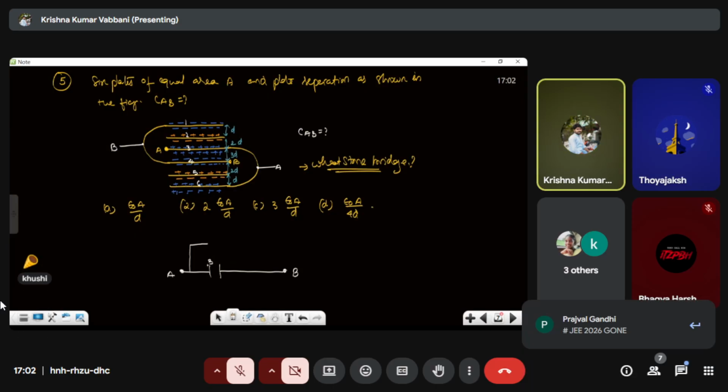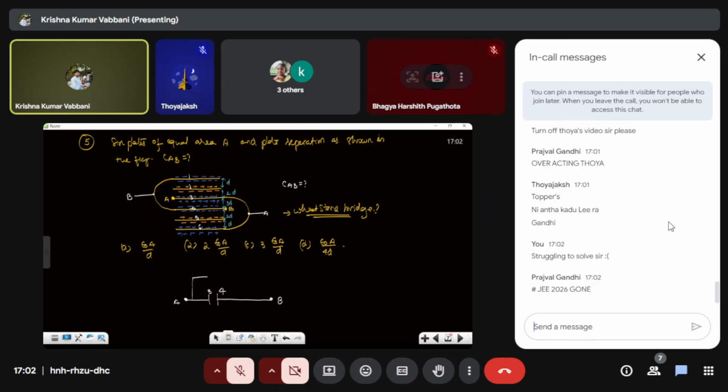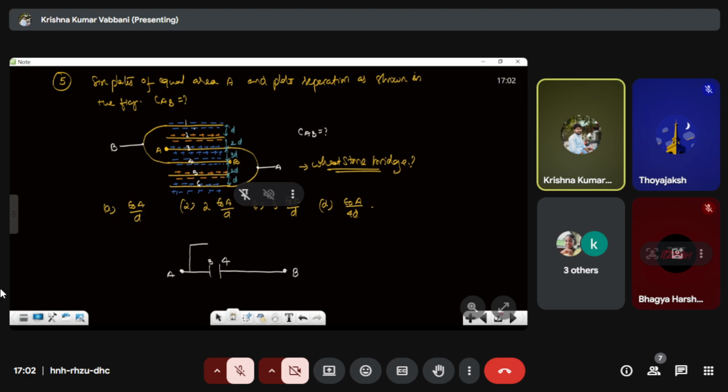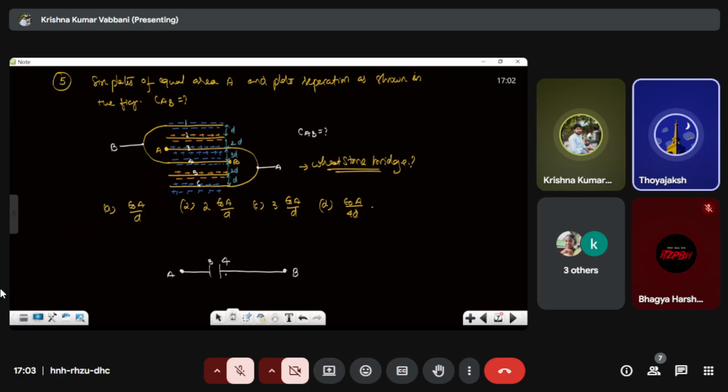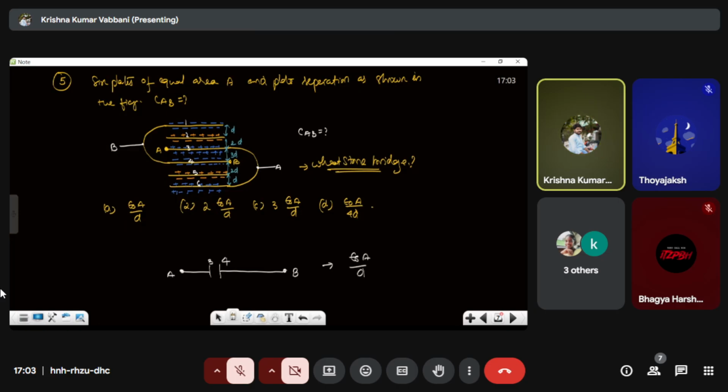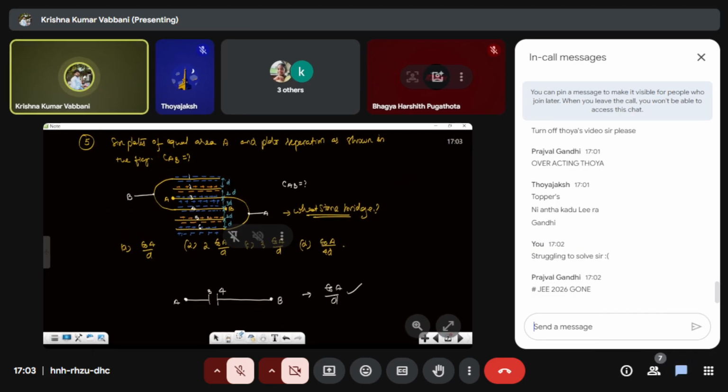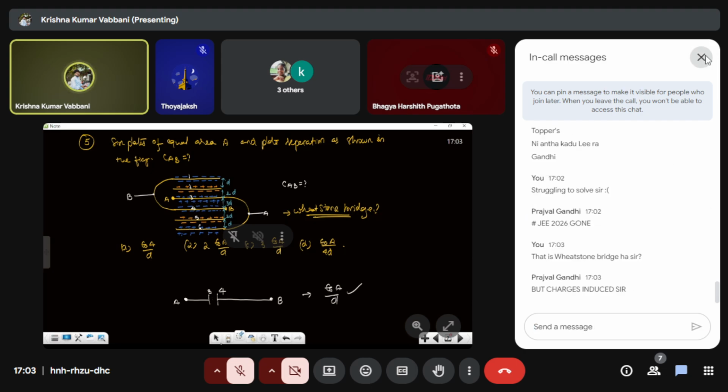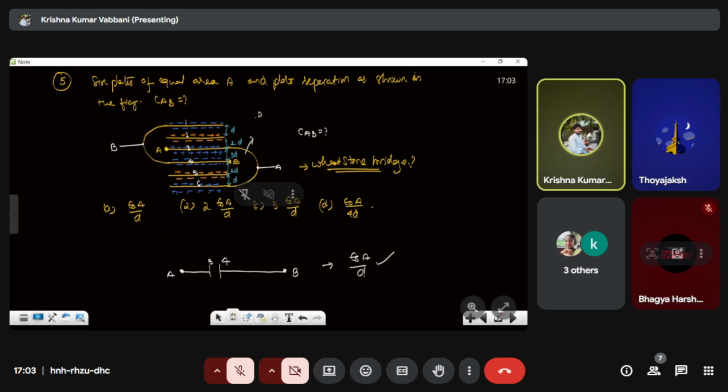3 is connected to 4. Let's take 3, 4. Yeah, there is only one there, na. 3 is parallel to 4. The answer is epsilon naught A by D only. Yes, there is no other option. We don't have any other option here. See, if you carefully see, this 5 is not connected to anything. Got it? But the answer is going to be wrong. Epsilon naught A by D is epsilon naught A by D. So C equals epsilon naught A by D.